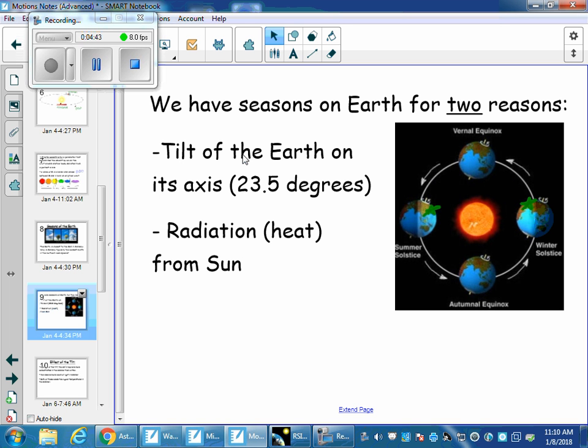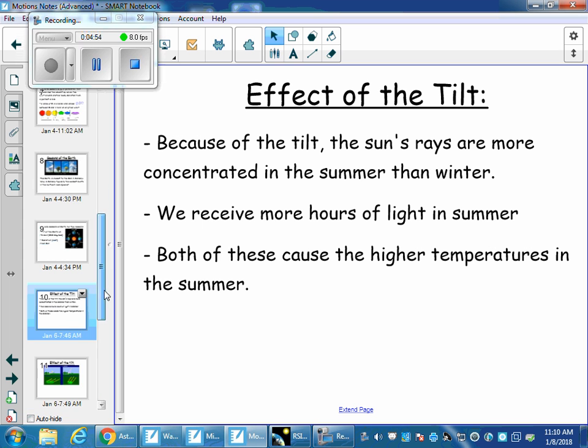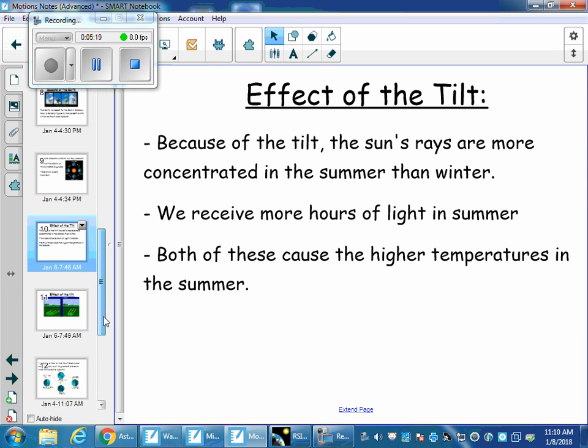And the other reason why there are seasons on Earth is because we get heat in the form of radiation from the sun, which warms things up to varying degrees depending on things like the tilt. What happens with tilt is that in the summer, we get more concentrated rays of sun than we do in the winter. We also get more hours of light in the summer than we do in the winter. Days are really the same amount of time, but the hours of daylight that we get is more in the summer than in the winter. If we put those things together, this is what causes higher temperatures in the summer.